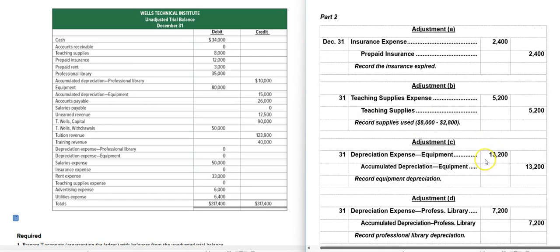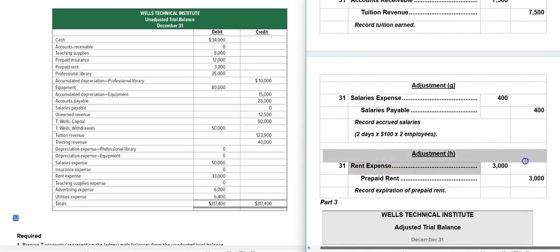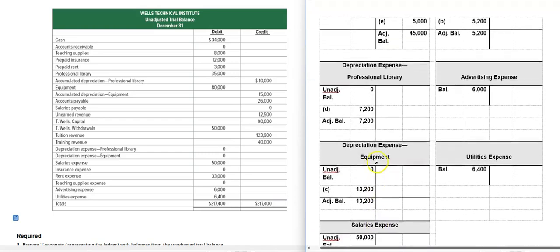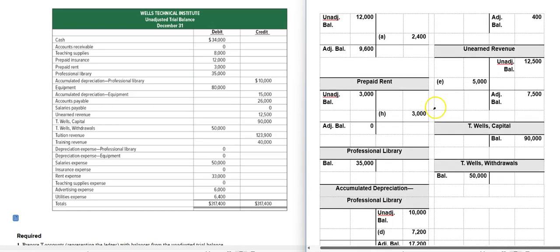And my last adjustment is to record the prepaid rent that was used and record my rent expense. So here I am increasing my rent expense balance, so it is adjusted. And my prepaid rent is now adjusted down to 0, decreasing it. We no longer have any prepaid rent.